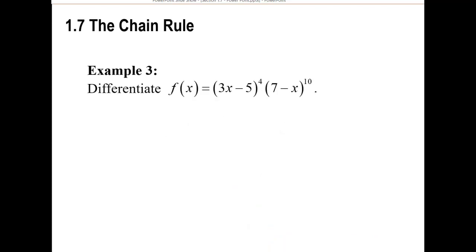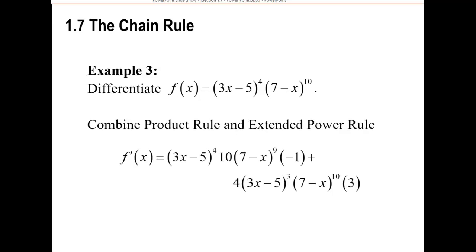All right, our next example, we're going to have to utilize our product rule because we're multiplying two functions, but also within taking the derivative of each function, we have to utilize the chain rule. So we're starting to see combinations of rules needed to be used together in the same problem. So you'll have to learn to recognize when that's necessary and know how to apply it correctly. All right, so combine product rule and your extended power rule or your chain rule.